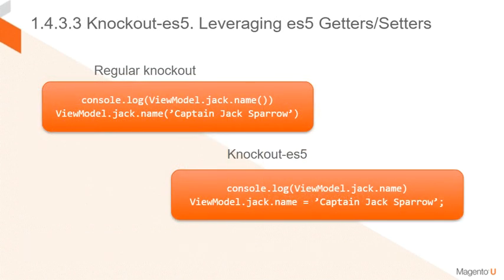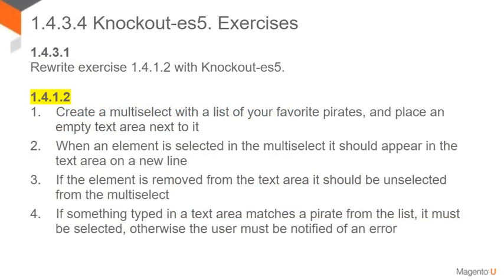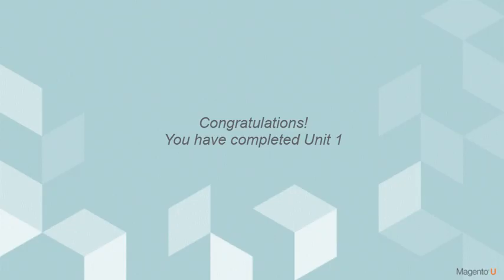Regular Knockout doesn't use ES5 getters and setters in order to support older browsers. This can be confusing. Is the value we deal with a function or an object? Knockout-ES5 adds the use of getters and setters, which allows you to consistently consider view models' properties as regular values. Follow the instructions on the slide to complete this exercise. Congratulations! You have completed this unit.